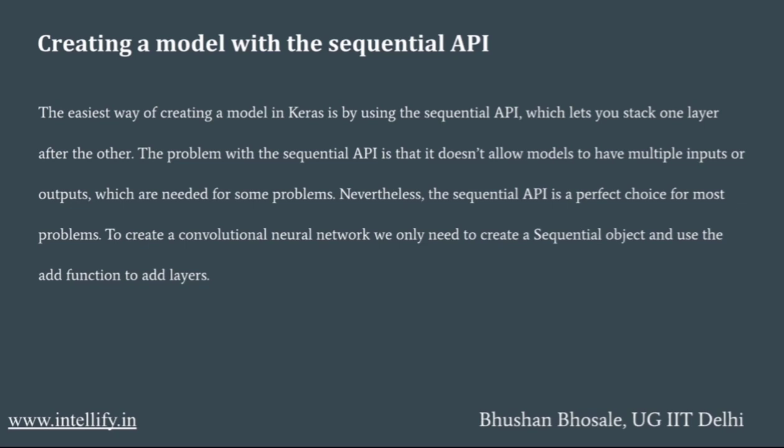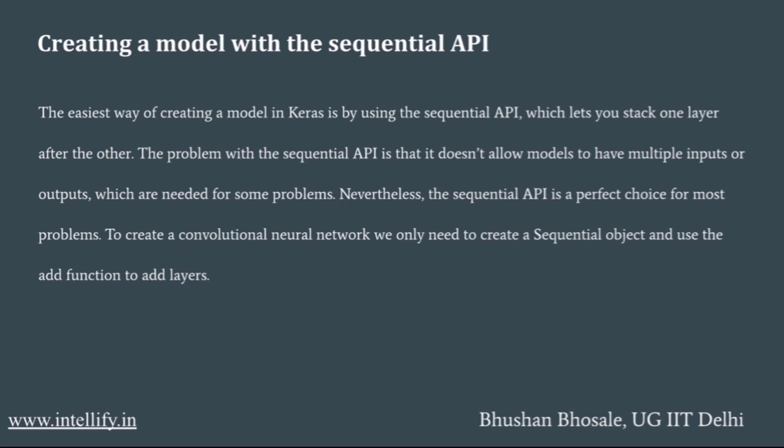Nevertheless, the sequential API is a perfect choice for most problems. Most problems deal with only one layer and do not have multiple layers, so the sequential API is widely used. To create a convolutional neural network, we only need to create a sequential object and use the add function to add layers. So how do we create a model?